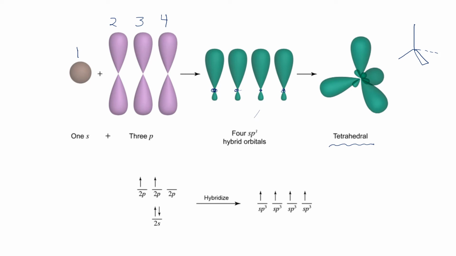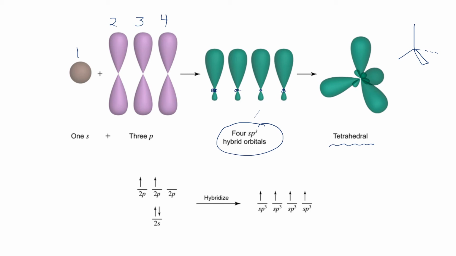Because we took one s and three p's, this type of hybrid orbital is referred to as an sp3. This means that there's one s and three p's involved. The number of orbitals in this hybrid set is 4. Because we took 4 orbitals to hybridize, we get 4 hybrid orbitals out of it.